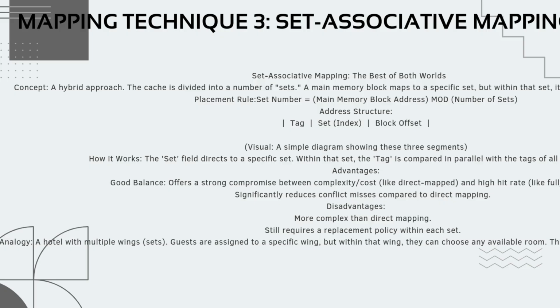Then, within the specific set, the tag is compared in parallel with the tags of all the lines in that set. The key advantages are that it offers a good balance between complexity, cost and high hit rate. It significantly reduces conflict misses compared to direct mapping without incurring the full complexity and cost of a fully associative cache. Disadvantages are that it's still more complex than direct mapping and fully associative caches. It still requires a replacement policy to decide which block to evict within each set when it becomes full.